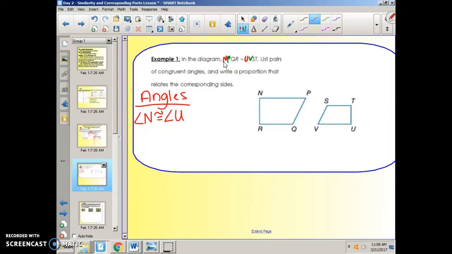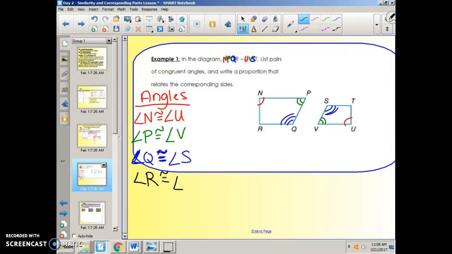And actually I should probably mark it in the picture too. So N and U are congruent. So P and V are next. So I'm going to put angle P is congruent to angle V, and then make those double. And then just go right down the line. Q with S, angle Q congruent to angle S. And yes, you do have to have the angle symbol, you have to have the congruent symbol, otherwise you're not stating it correctly. And then last but not least, that leaves R congruent to T.